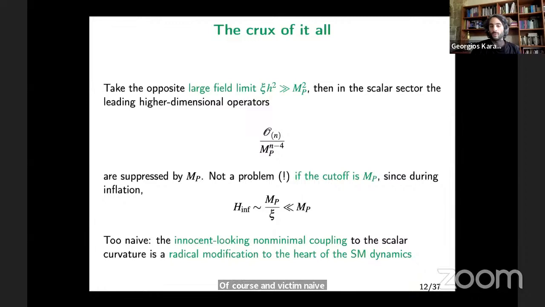when I'm saying that, because I already discussed that coupling the Higgs non-minimally to gravity is a radical modification straight to the heart of standard model dynamics. And let's understand what happens and why this is the case.